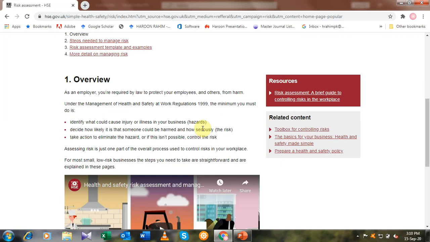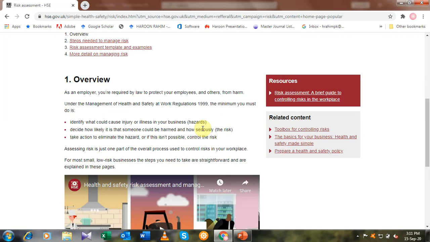And the second minimum, a person should decide how likely it is that someone could be harmed and how seriously. That means deciding about the risk, what will be the risk and who might be harmed and how seriously. And the third minimum requirement for a person is to take action to eliminate the hazard, or if this is not possible, we should control the risk, control the injury or the harm and control the seriousness, that is the risk.